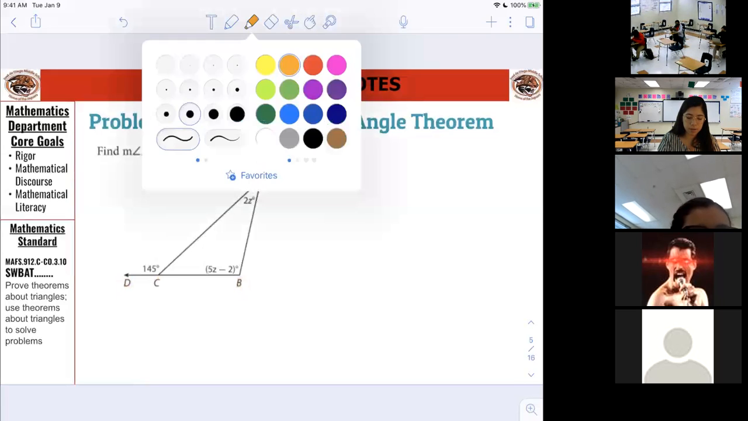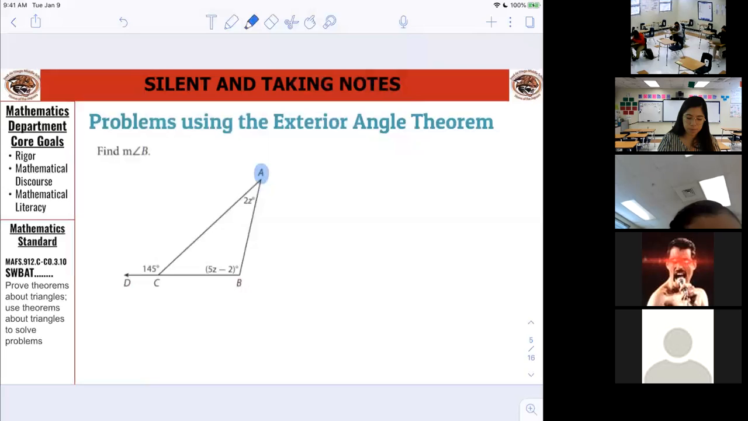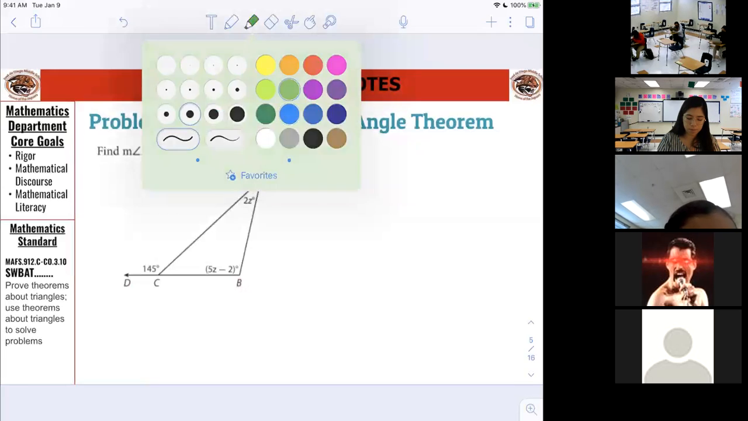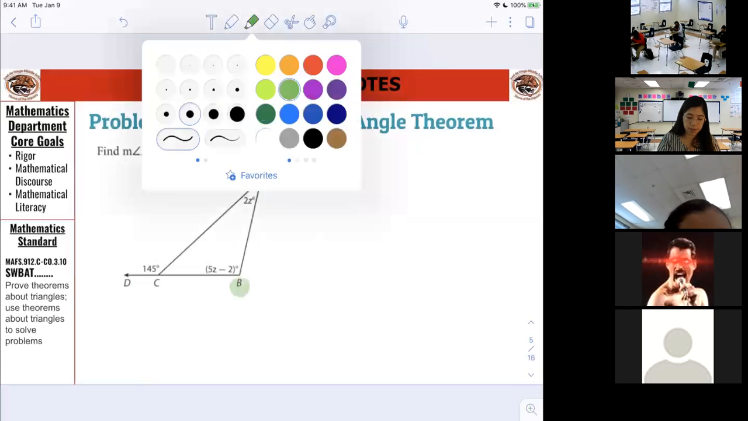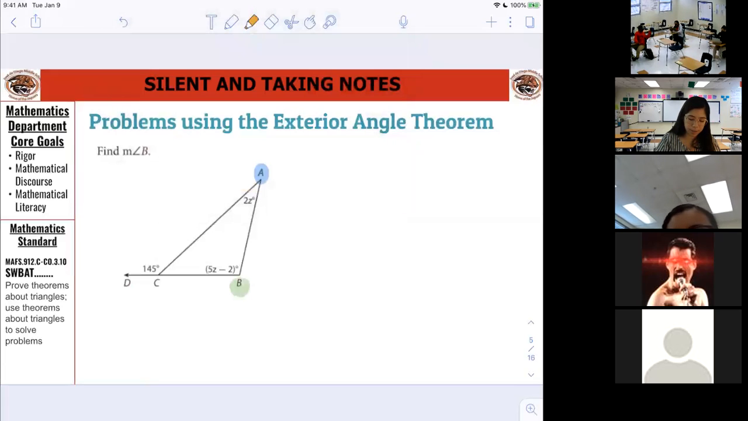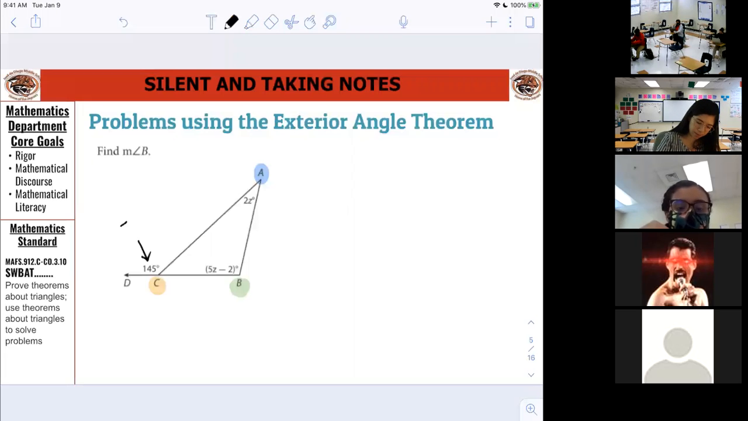Wait, I have a question. What is the measure of that angle inside? Is C equal to 145, or the measure inside? We don't know the interior angle, because that 145, what is that? Is that the interior angle or the exterior angle? What's this angle here? Is that an interior or an exterior? Exterior.